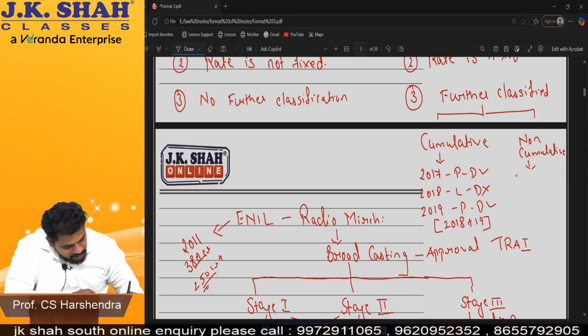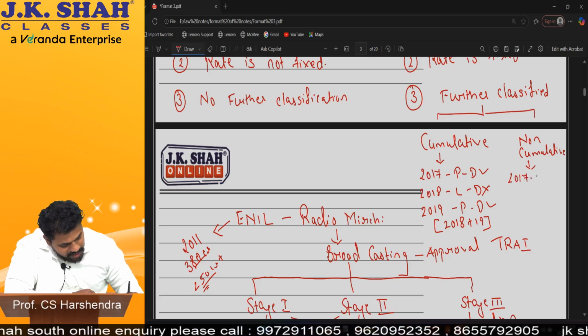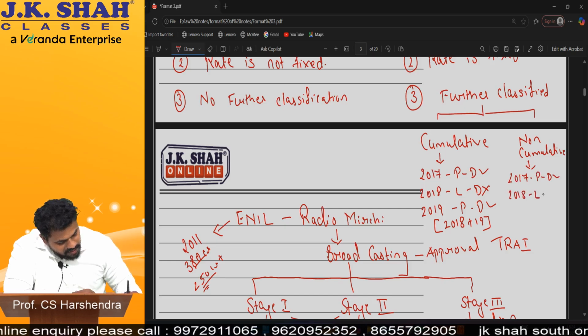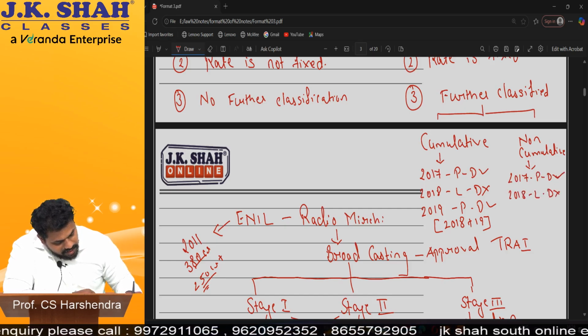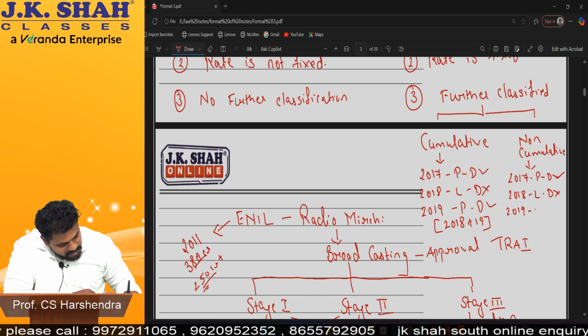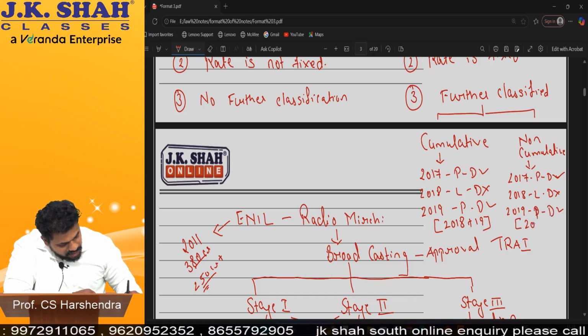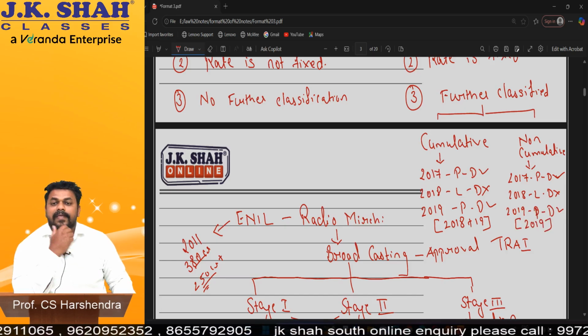Non-cumulative: obviously 2017 profit, dividend is there. 2018 was loss, no dividend was given. In 2019 there was profit, dividend was given, but here you will get only of 2019. Am I clear with this? 2018 you will not get.